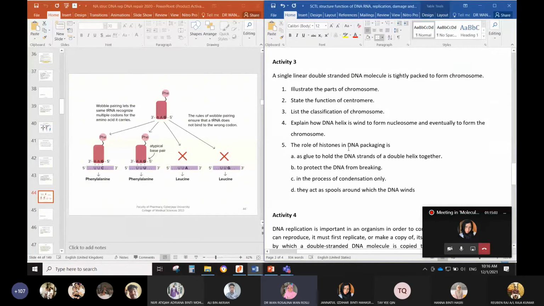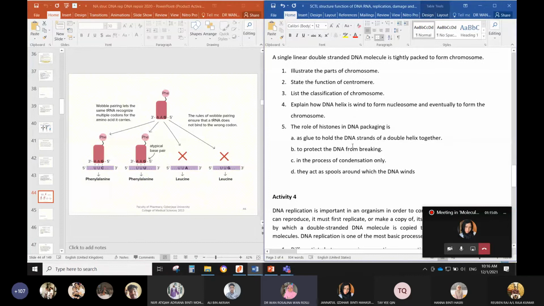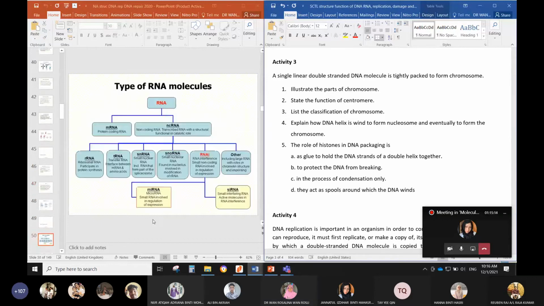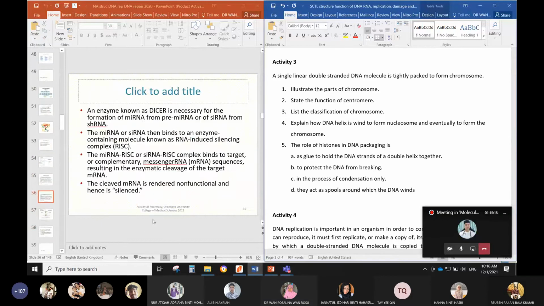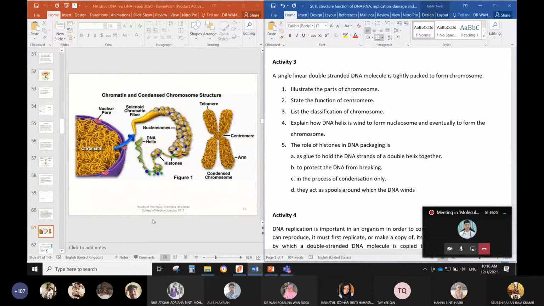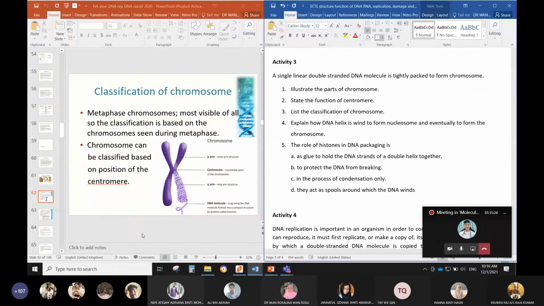So the next one. Okay. All right. Activity 3. How about the parts of chromosome? Anyone? There, I already show you the answer. Come on. How about the parts of chromosome?